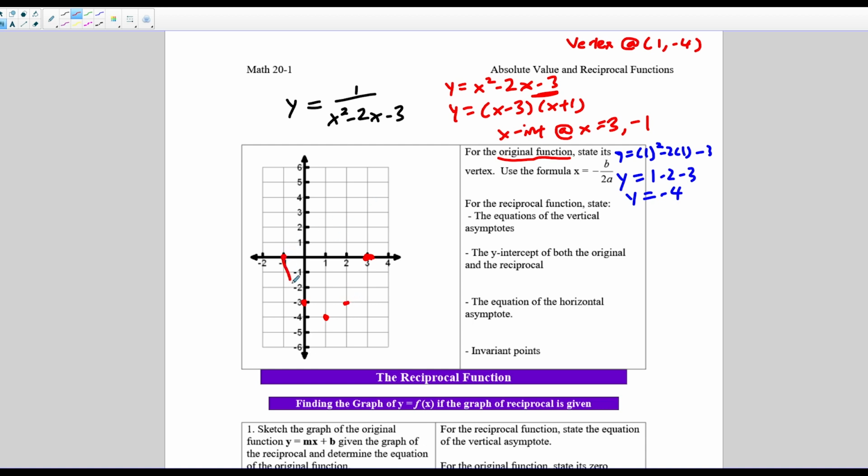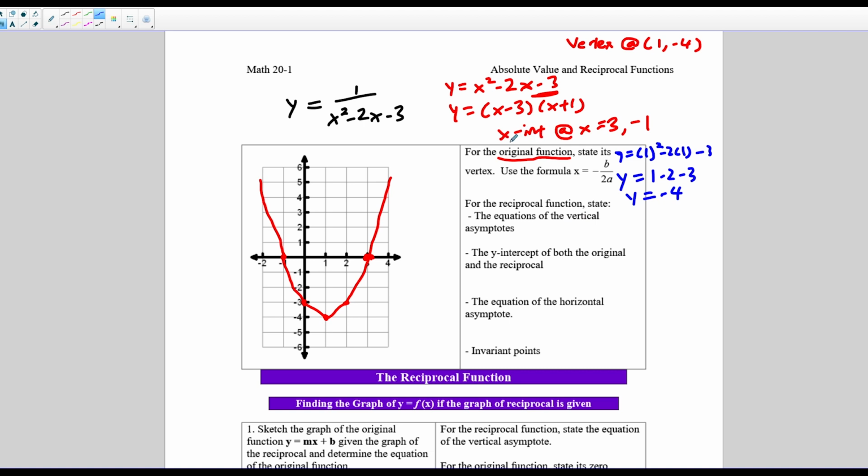Let's go ahead and draw a quick sketch of our points through there. We get roughly something that would look like this. So now we're going to turn our attention over to the reciprocal function. We're going to look for the vertical asymptotes.